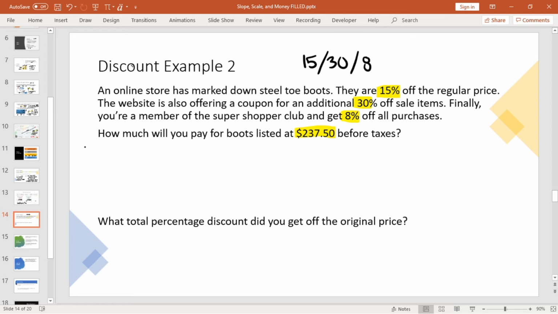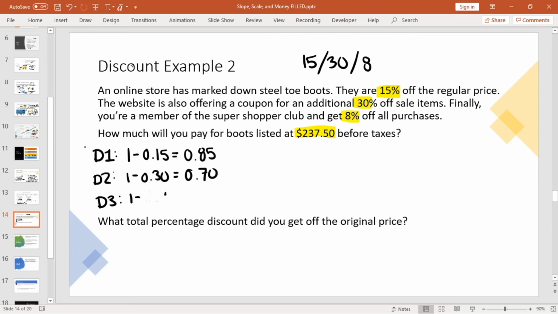So let's think about what those discounts are. So for discount 1, I get 15% off. So 1 minus 15%, we're switching to decimal form. So my first complement is this. For discount 2, I get 30% off. So that's 0.7 for the complement. And for discount 3, I get 8% off. So working in decimal form, make sure I've left that decimal in there, 0.92.